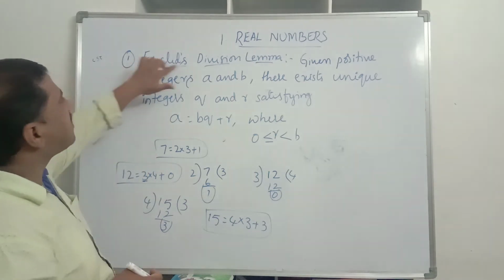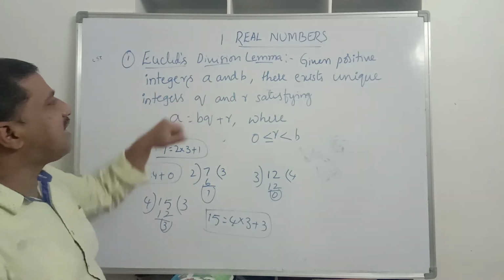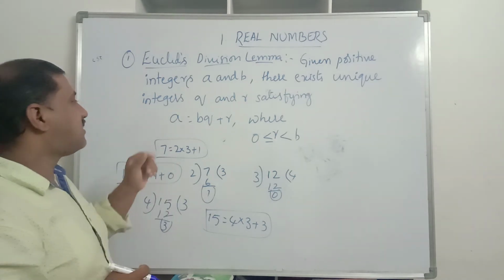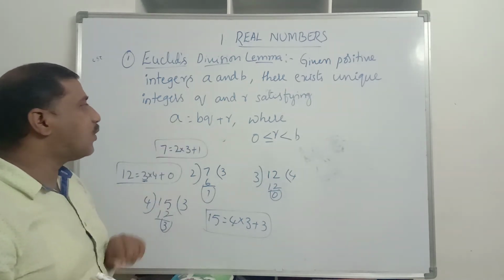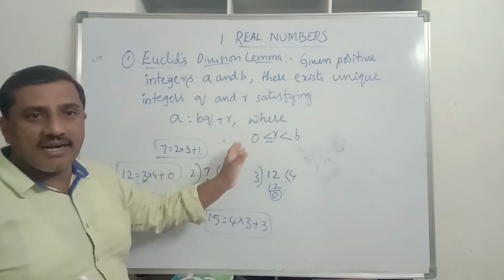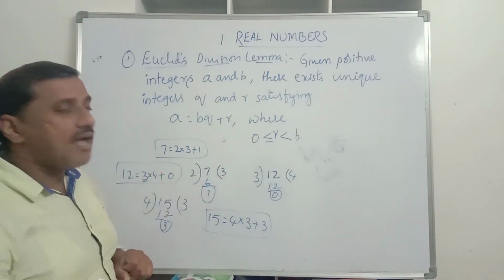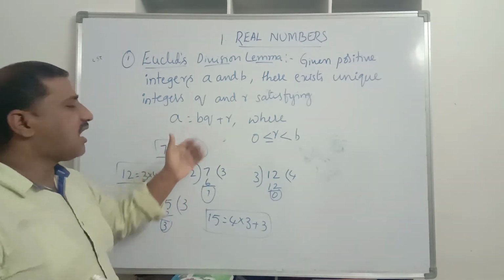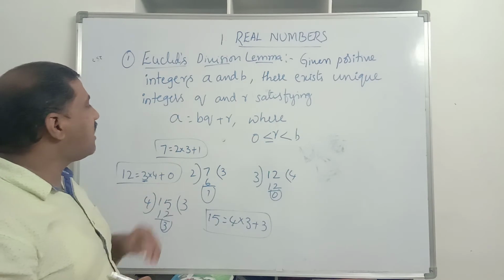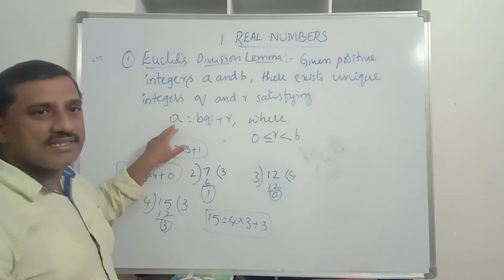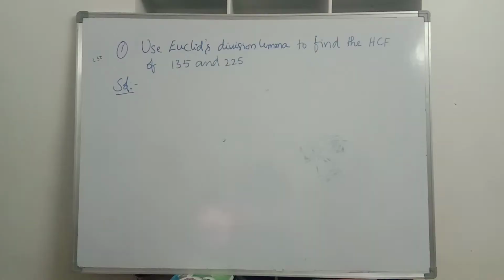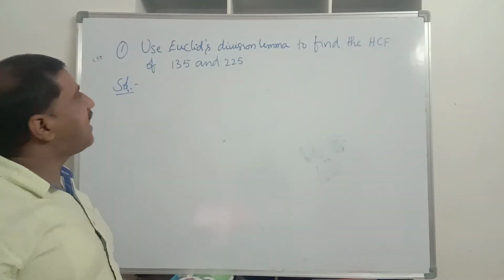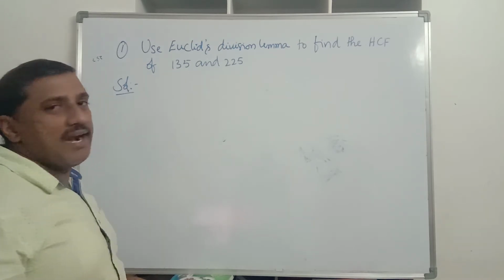So what is Euclid's division lemma? Given positive integers a and b, there exist unique integers q and r satisfying a = bq + r, where r is greater than or equal to 0 and less than b. Here r is known as the remainder, b is the divisor, q is the quotient, and a is the dividend. Now we will solve this sum using Euclid's division lemma to find the HCF of 135 and 225.